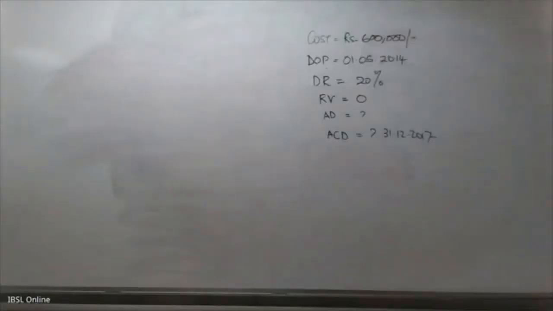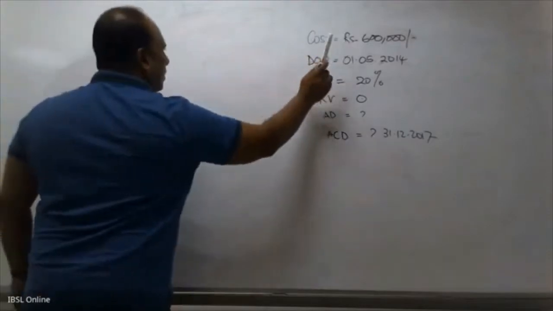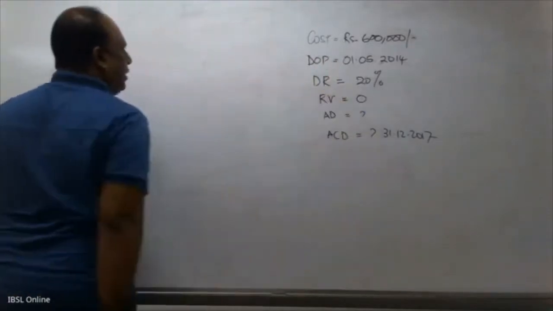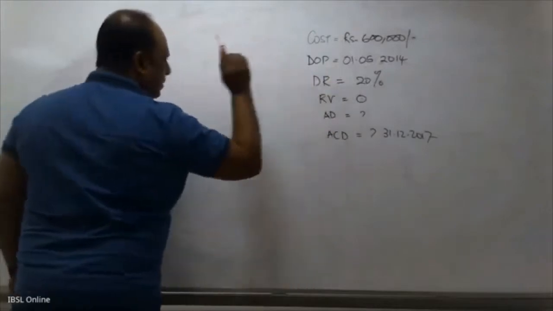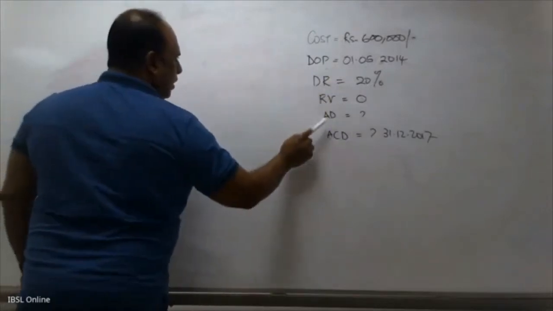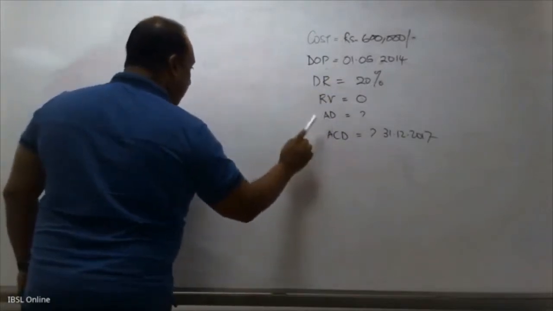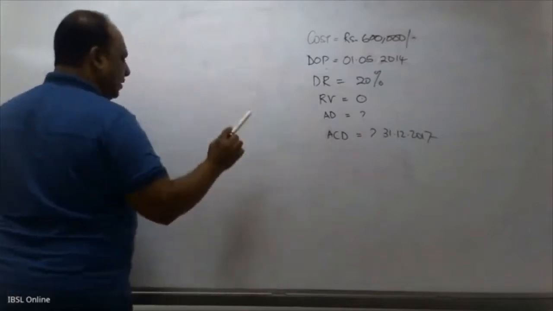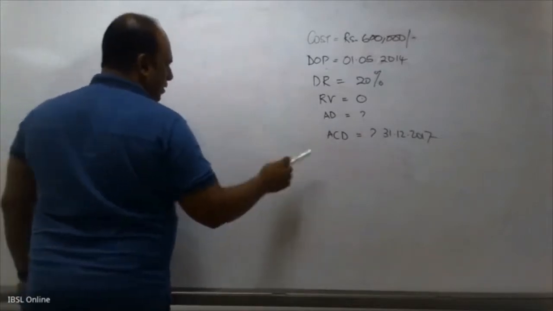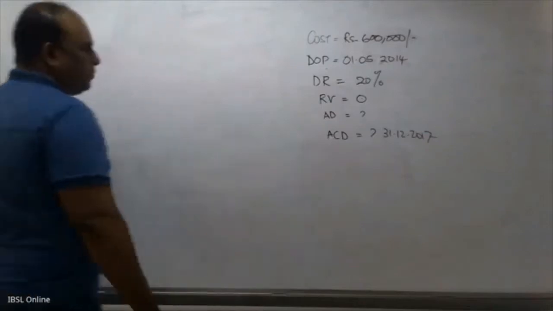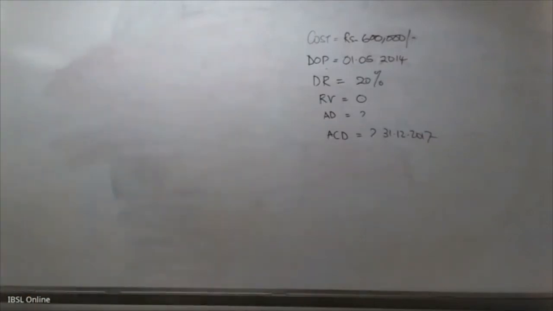Okay. So I have taken down the information. Cost 600,000. Date of purchase 1st of May. Depreciation rate 20%. Residual value 0. They want us to calculate the annual depreciation for every year, and the accumulated depreciation up to 31st December 2017. So let's look at the timeline now.